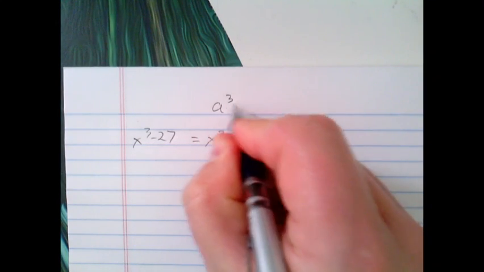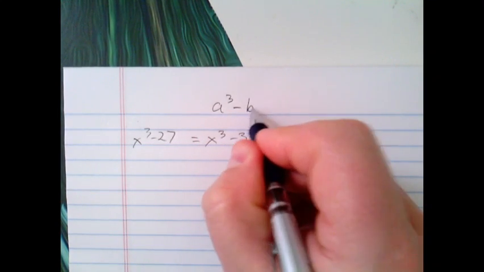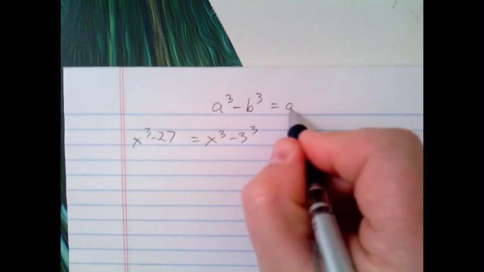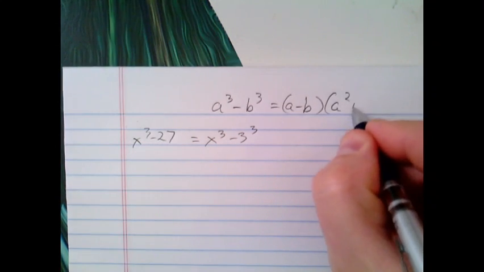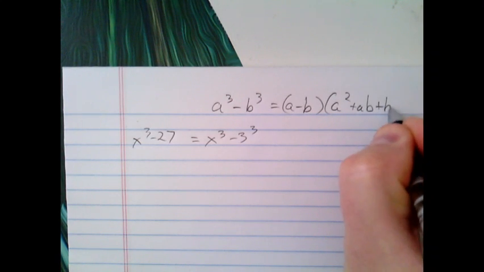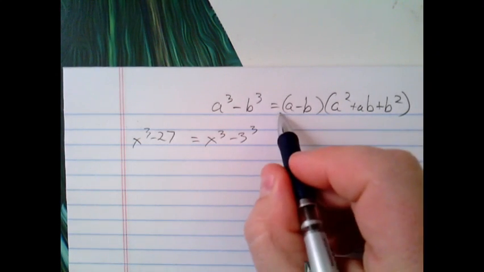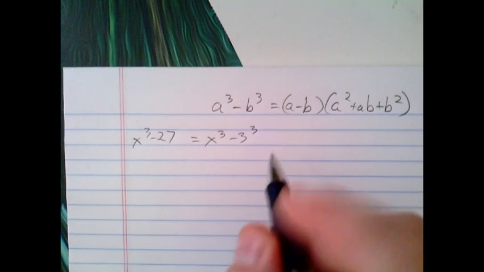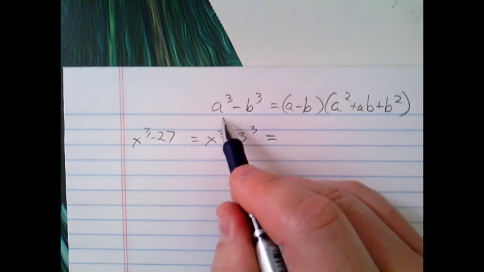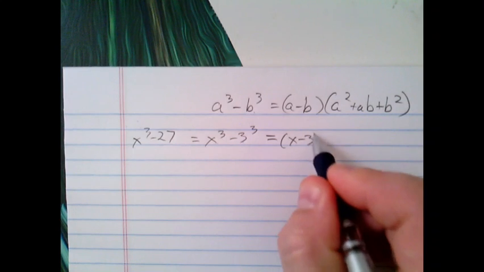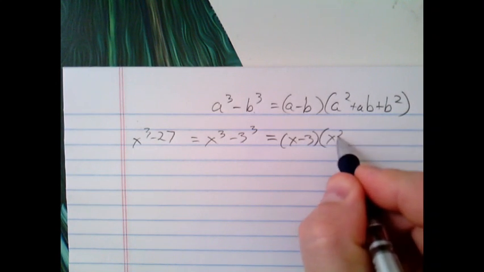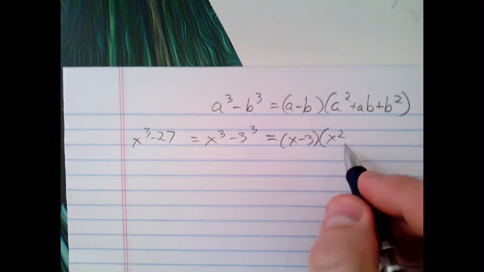Now remember, we had this formula that said a cubed minus b cubed is a minus b times a squared plus ab plus b squared. So I'm going to follow this template to factor this difference of cubes. A and b would be x and 3. So this is x minus 3 times x squared, ab would be 3x.